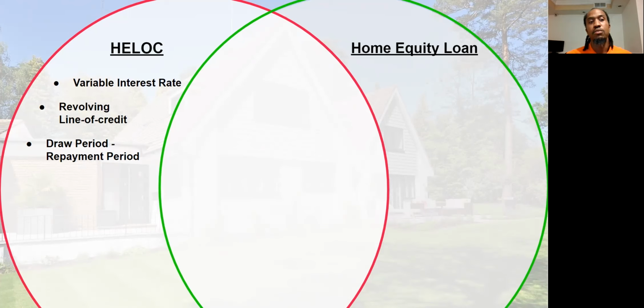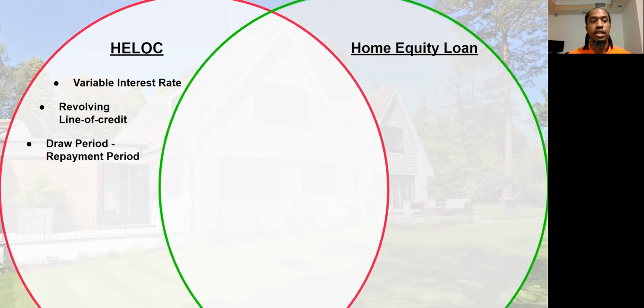Also, a HELOC works as a revolving line of credit. What that means is that you have a line of credit similar to a credit card. You can charge it up, you can pay it off, and then you can charge it up again. With a HELOC, typically the amount that you pay for your minimum monthly payment when you do borrow money in a home equity line of credit is just the interest that is owed.